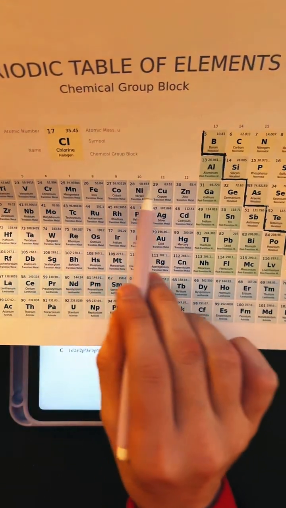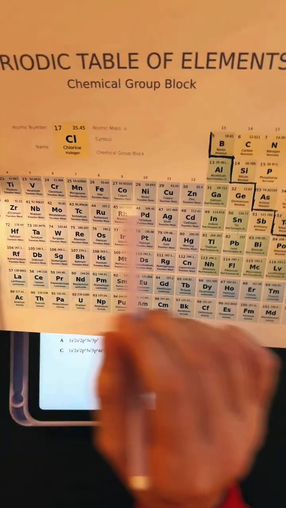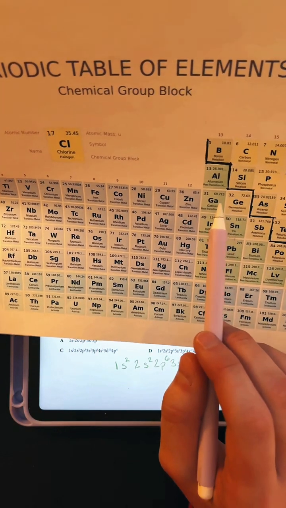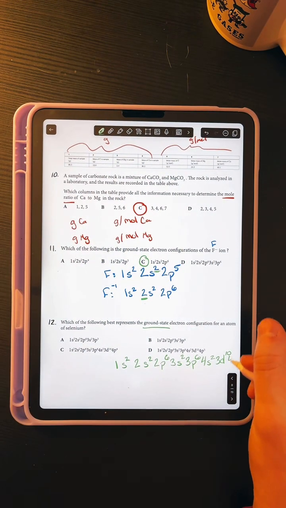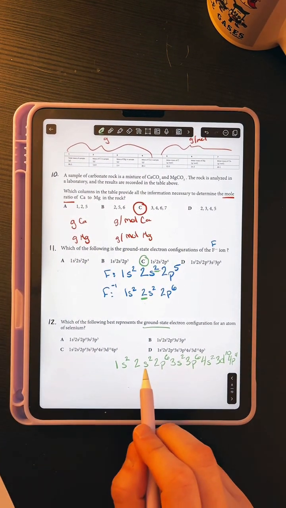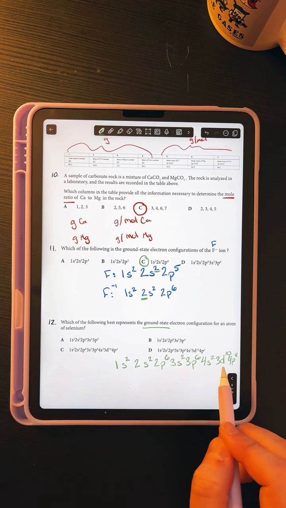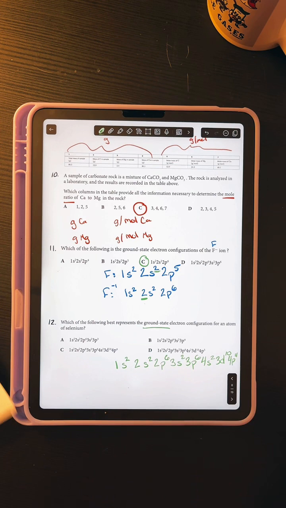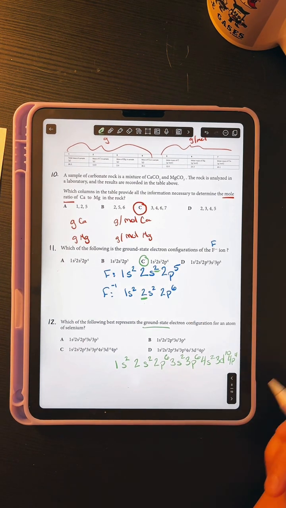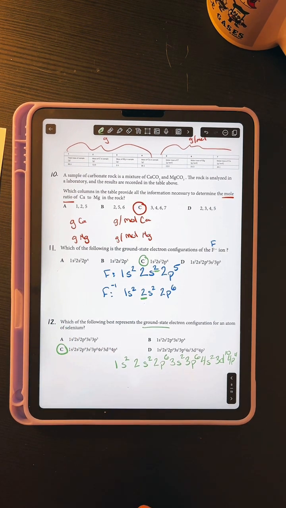And then we go all the way over. We're hitting the P block again, which means we go back to the row number, which is 4. So 4p, 1, 2, 3, 4. And then we hit selenium. So this would be 4p4 here. So 1s2, 2s2, 2p6, 3s2, 3p6, 4s2, 3d10, 4p4. That is the electron configuration of the ground state for an atom of selenium, which is choice C. Whew, that was a lot.